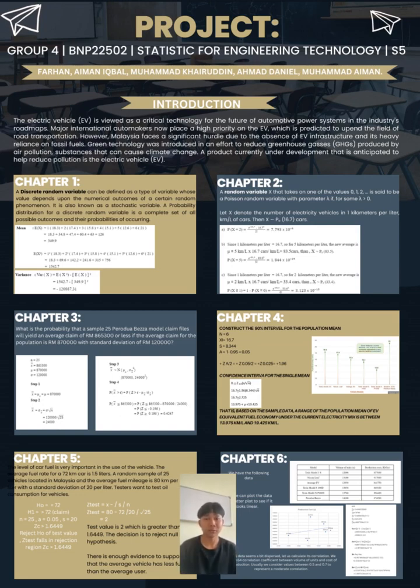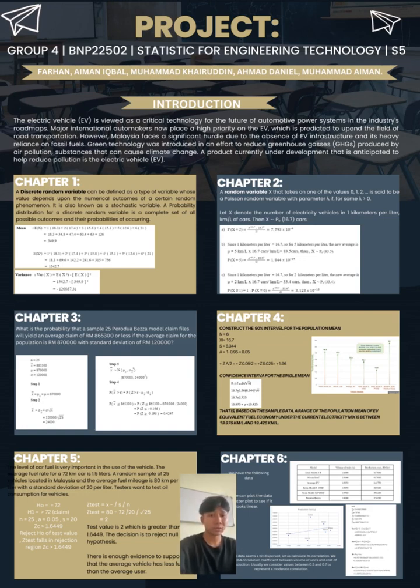Assalamualaikum, I am AHMAD and SYAFIQ. For chapter 3, which is sampling distribution, we will talk about the sampling distribution of the single mean. The question: what is the probability that a sample of 25 Prodor-Beza model claim files will yield an average claim of RM 865,300 or less if the average claim for the population is RM 870,000 with a standard deviation of RM 120,000.